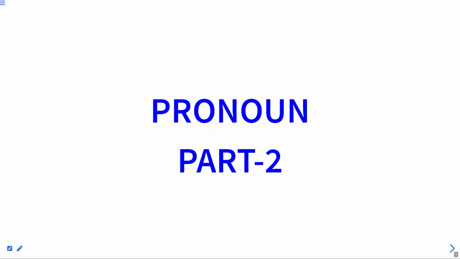In this session, we are going to continue with our chapter pronoun. Now, this is part 2 of this chapter. So, earlier in this chapter, we discussed several types of pronouns. In this session as well, we are going to revise one of the pronouns that we have already discussed, and we are also going to discuss some extra points about that particular pronoun. Also, we are going to discuss several other pronouns.